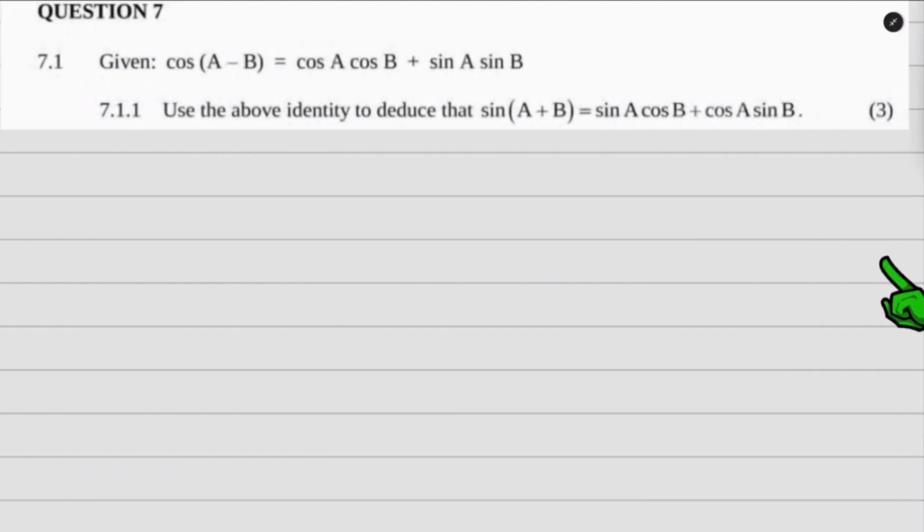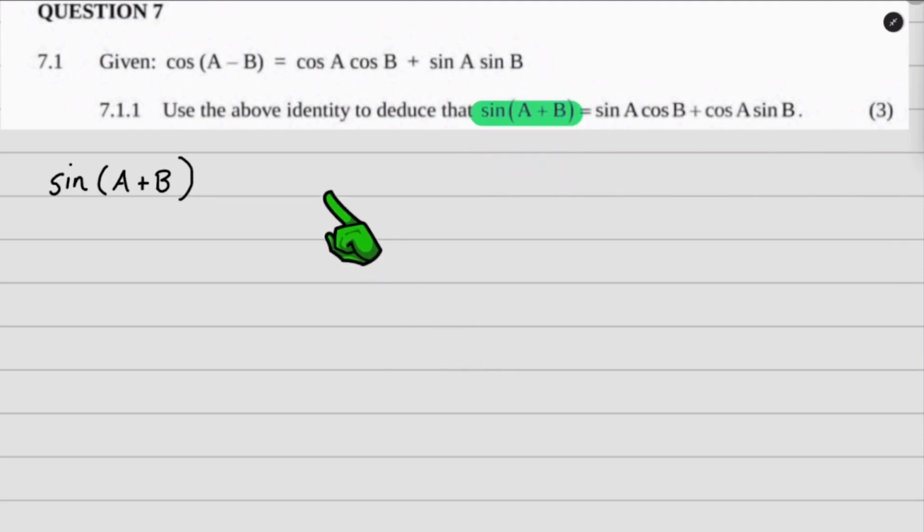Question 7, we have to deduce this compound angle over here. So this is a bit of a weird question. We're going to start by grabbing sine A plus B. Okay, now I need to use this above identity to deduce this. So how I do that is I'm going to use a co-ratio to turn this sine into a cos. So let's grab our co-functions or co-ratios.